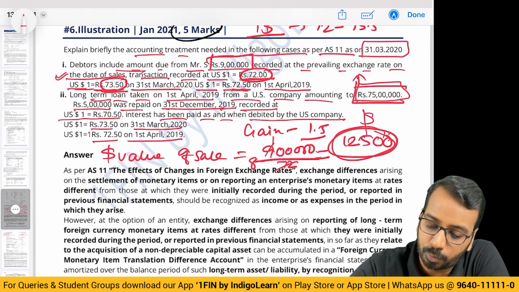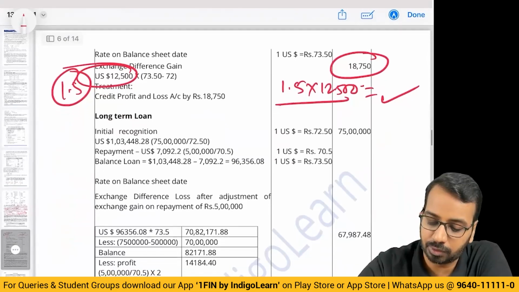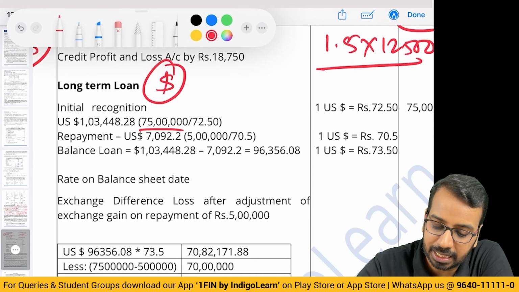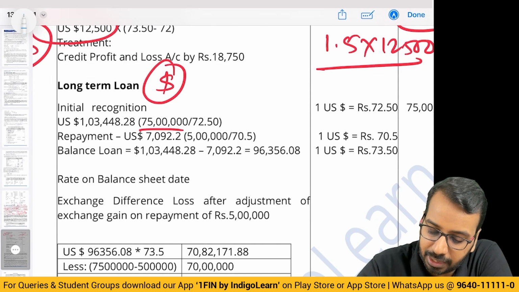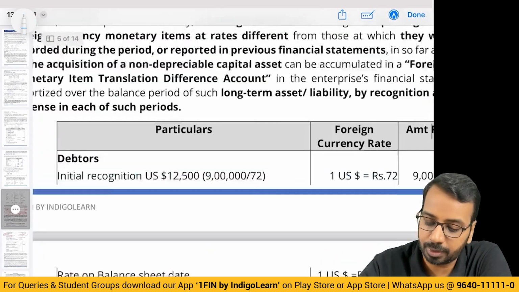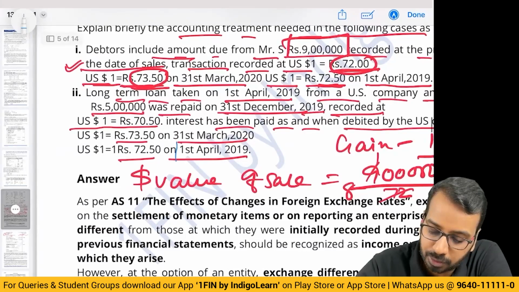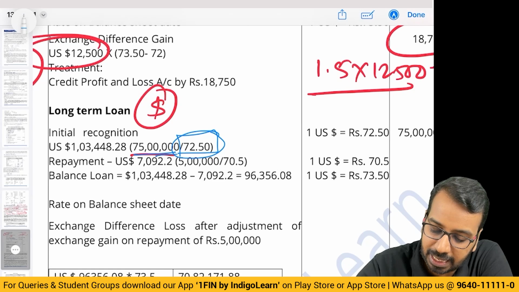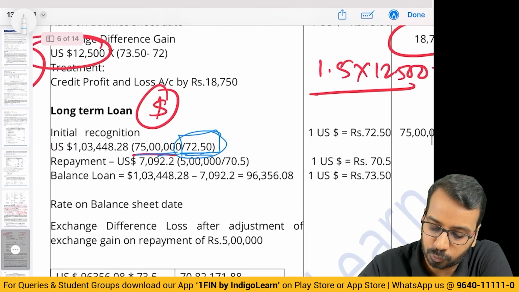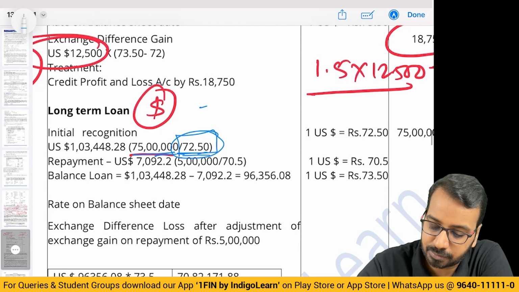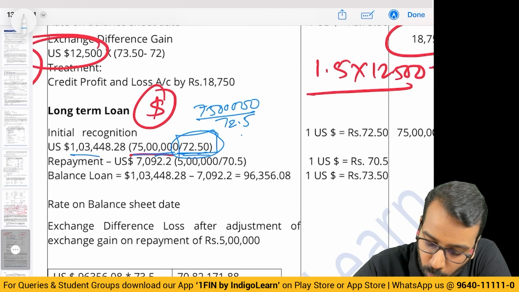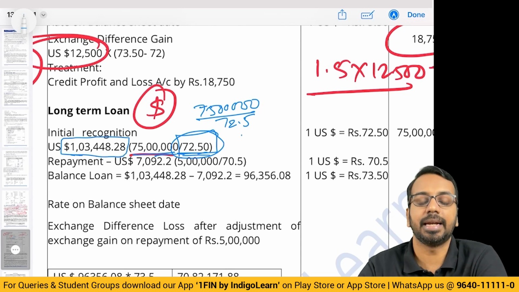Now, they have taken a loan of how much? 75 lakhs. The first thing is to calculate the dollar value of the loan. What is the dollar value of the loan? 75 lakhs is the INR value, and the exchange rate is 72.5. Why? Because we have taken the loan on 1st of April, so we should know that the value on the date of recognition is 75 lakhs divided by 72.5. So if I do 75 lakhs divided by 72.5, I get 1,03,448. I get how much?